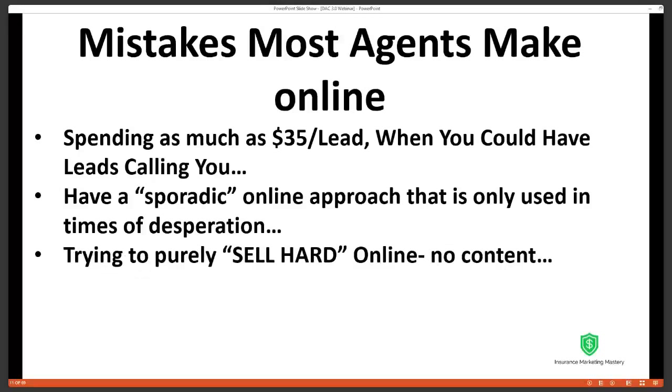And then the big issue I see a lot is just trying to sell hard online. There's no content. You're not building a community. You're not building trust. You're not building recognition. You're not giving education. You're just selling. People get sick of that real quick. At first, you might say it's going to work. Hey, yeah, I threw a post out there. I got 4 quotes. That's great. But if that's all you're doing, you're not going to get many more after that.